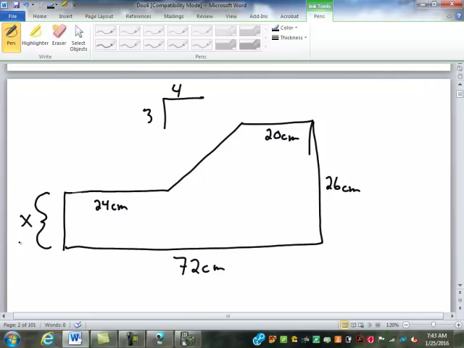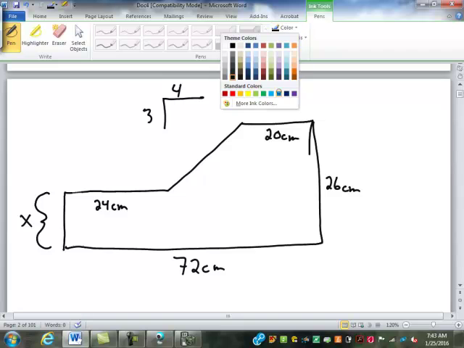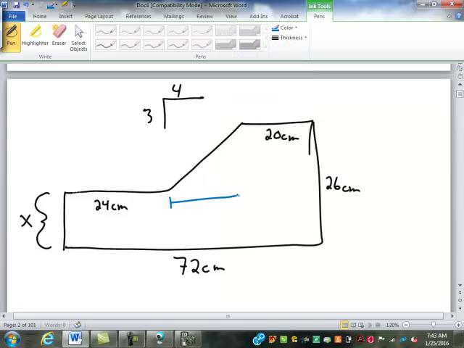What'd you come up with so far? 21, you say? So look at those two dimensions. Do I know either of them? Oh, the horizontal. Well, how do I find that? 72 minus the 24 and the 20 would be 28, right?